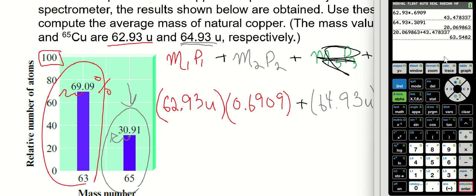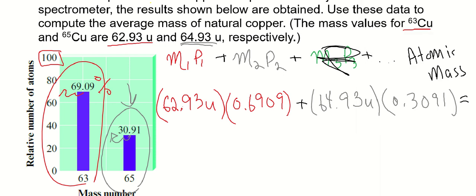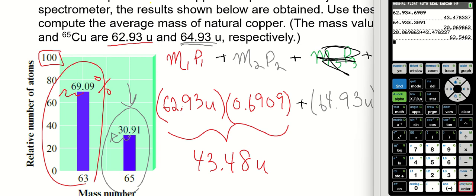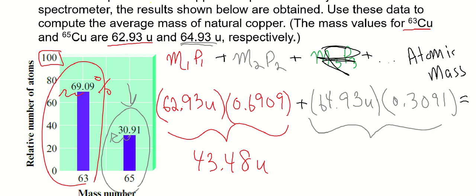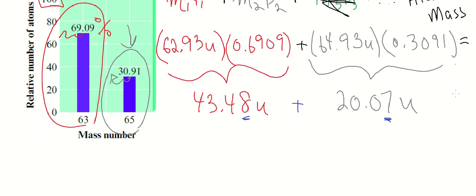All right, so let me do this. 43.48. So here, 43.48. And then 20.07. So now it's time to add it to get our final answer. When we add, you go by the placeholder. Now they both have the same number of placeholders to the right. So our answer has to have 2 decimal places, what I'm saying.